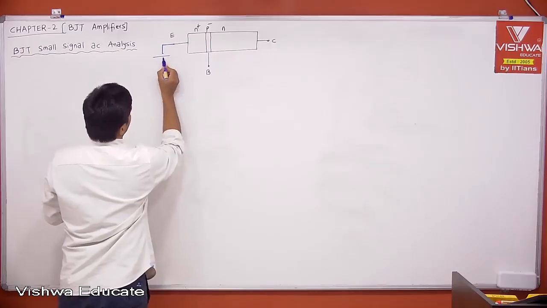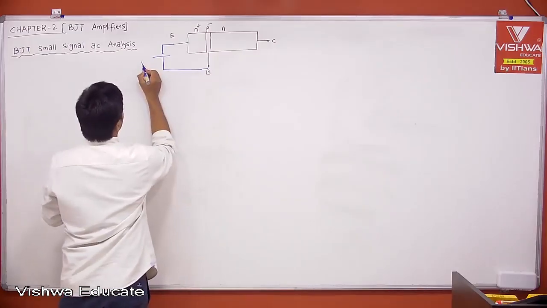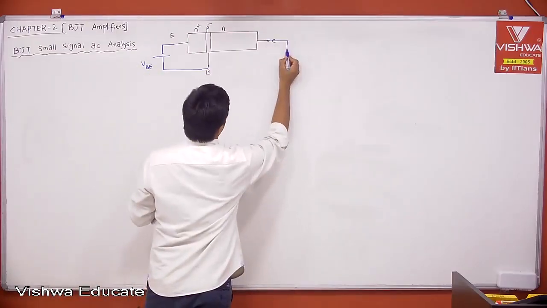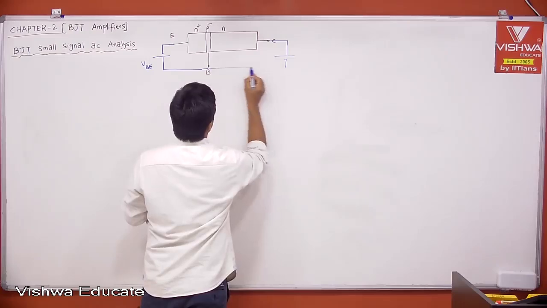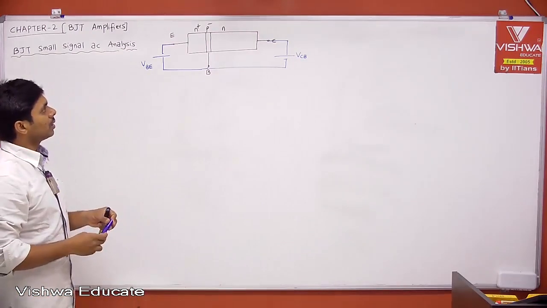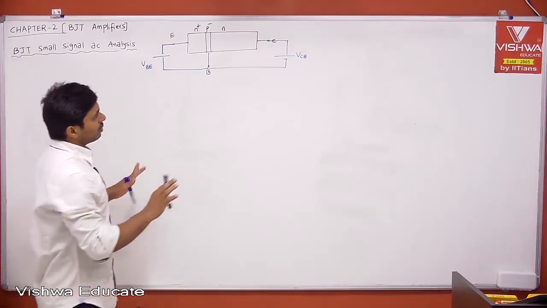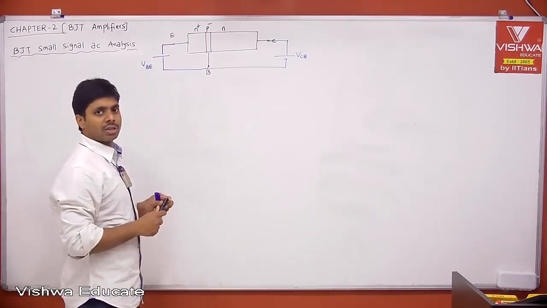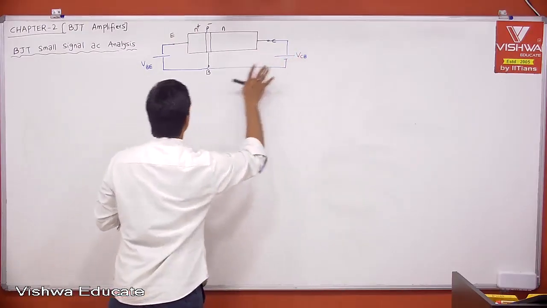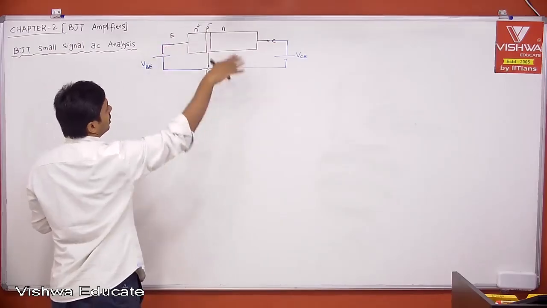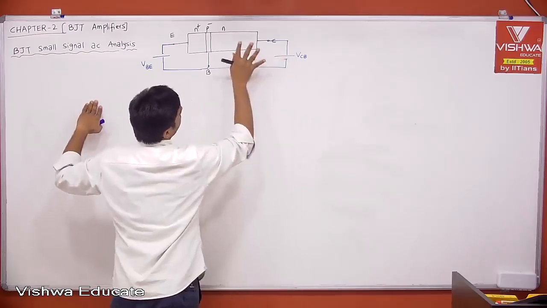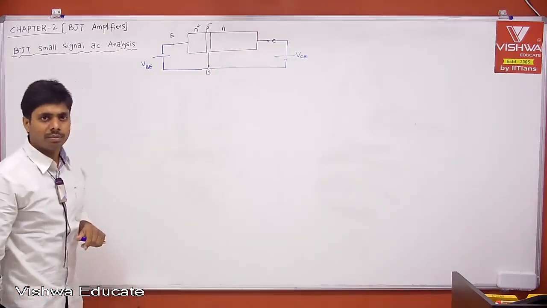Therefore, this is connected like this. Let us say this is VBE, and this junction is in reverse bias. Therefore, we are applying VCB. Now, for your understanding, this is nothing but your active region. For your understanding, let us say the VCB is not connected. Let's apply only VBE and see the current, then we will get it. That is very simple.